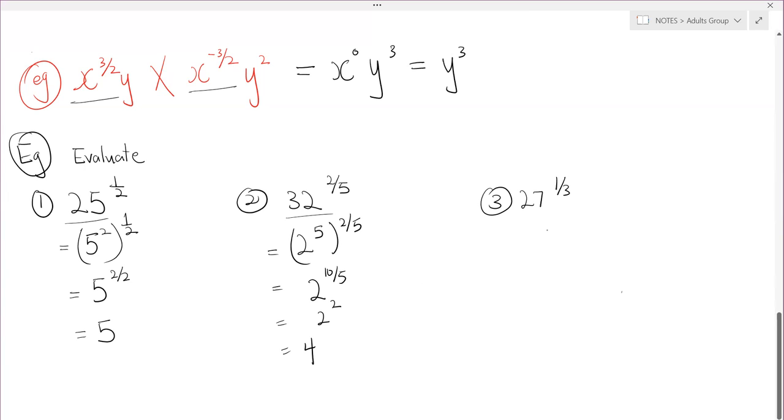And 27 to the power of a third, let's put 27 in base form, right? So this is 3 cubed, right, to the power of a third. 3 multiplied by, so that's 3 over 3. And then we have 3 to the power of 1, which is just 3.